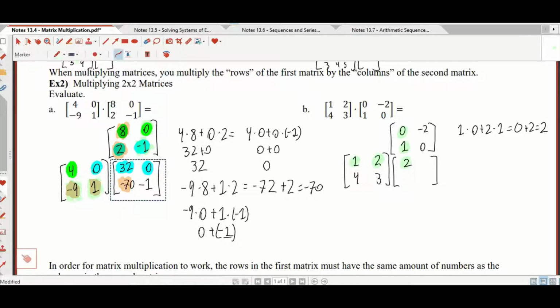Switch over the colors. Now, 1 times negative 2 plus 2 times 0, the first row times the second column, gives me this. First row, second column entry. 1 times negative 2 plus 2 times 0 is negative 2 plus 0, which is negative 2.